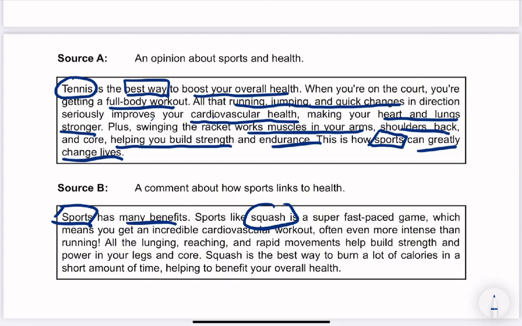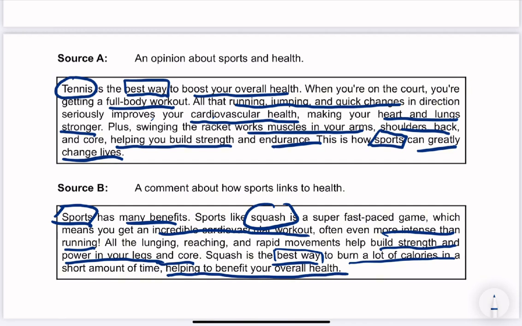And we look at this other thing called a squash. Okay, incredible cardiovascular workout, more intense than running. Alright, build strength as well as power in your legs and core. Okay, best way, see again, best way to burn a lot of calories, best way to benefit your overall health. So you see here, right? Now we can see, let's start with similarity first.